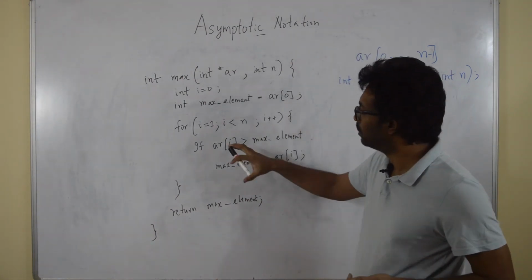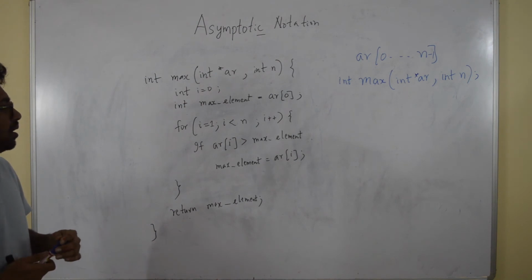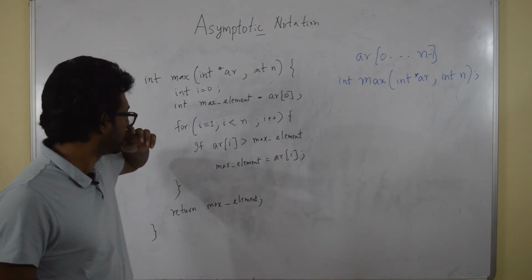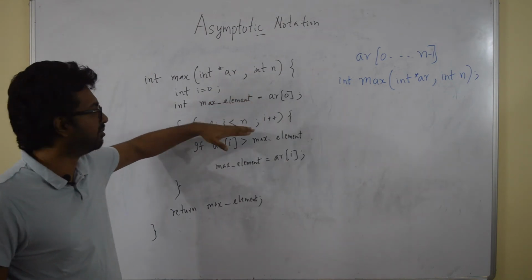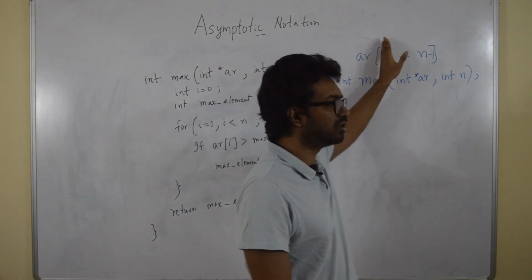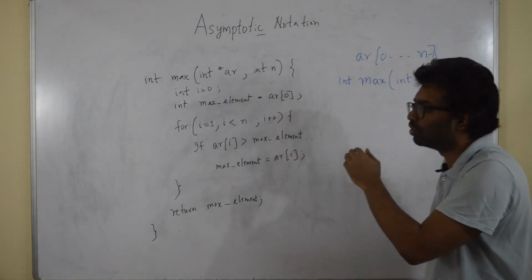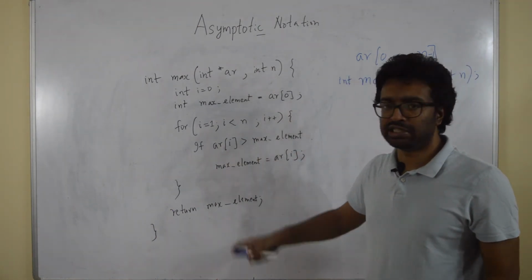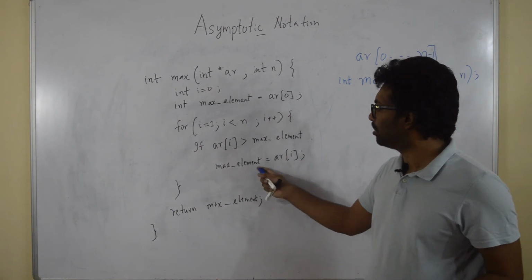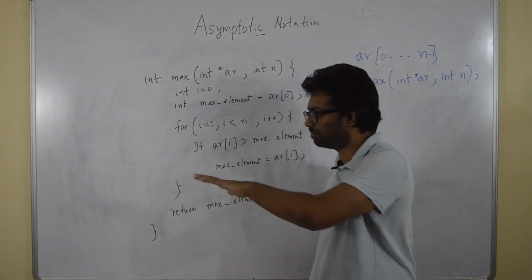So what did I do? Initially I set max element to the 0th index, the first element in the array. Right. So at the beginning, at the 0th element, max element contains the largest element till here, AR of 0. Next I am going to go through the for loop from 1 to n minus 1, and each time I check whether AR of I is greater than max element, and if that is the case, I just copy max element is equal to AR of I, right, and that's it. And then I keep on doing this. Once I finish the for loop, I'm done.